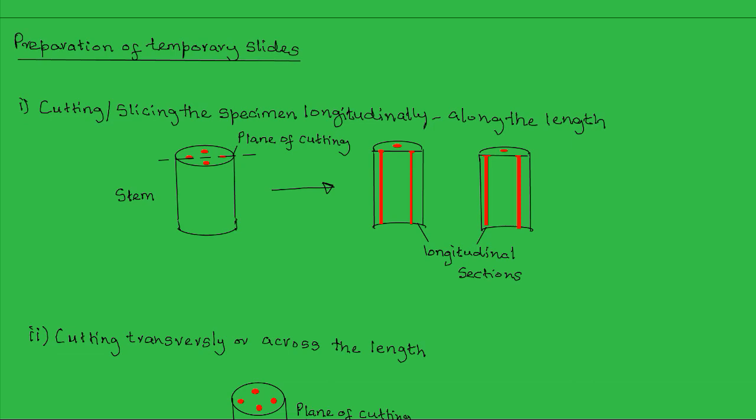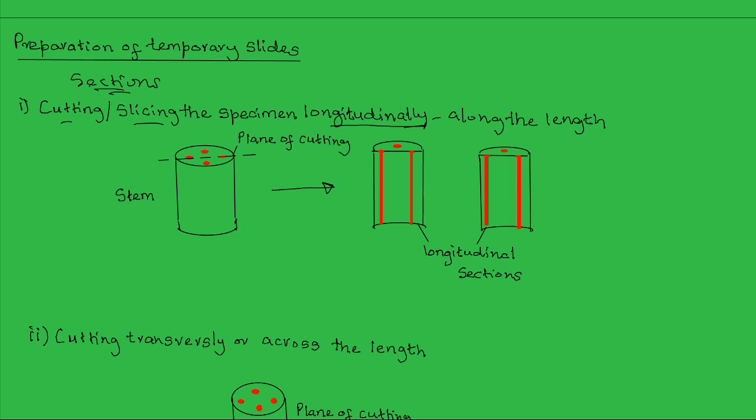The cut slices are known as sections. There are two ways of making sections. The first one is by cutting or slicing the specimen longitudinally, that is, along the length of the specimen.